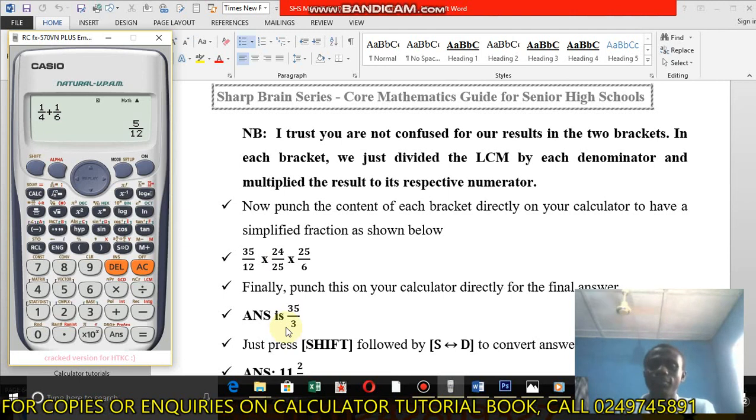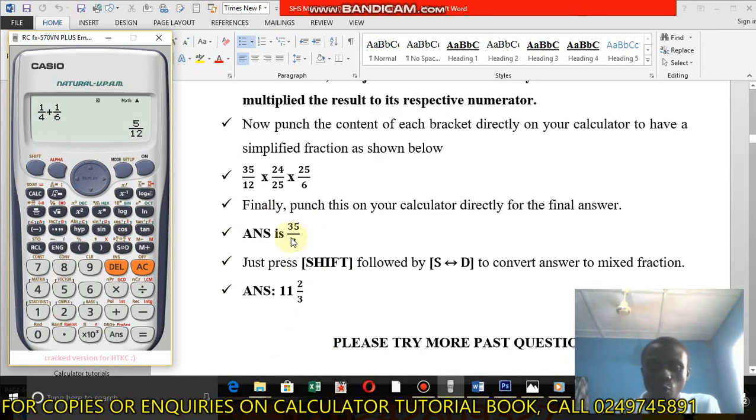If it is addition, you find the LCM. If they are multiplying, don't cancel out by simplifying. Just punch the content on your calculator and press equal to. That is what the marking scheme rewards you marks for. Don't do unnecessary things and refuse to finish the examination. So you get 35 over 3. That is when you punch this directly on your calculator.